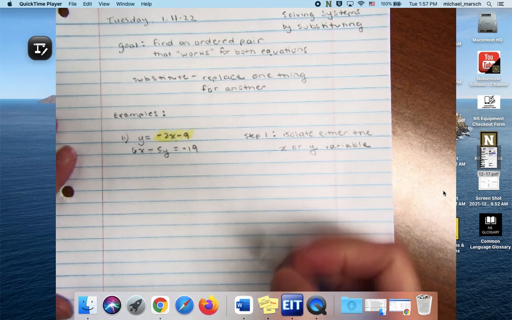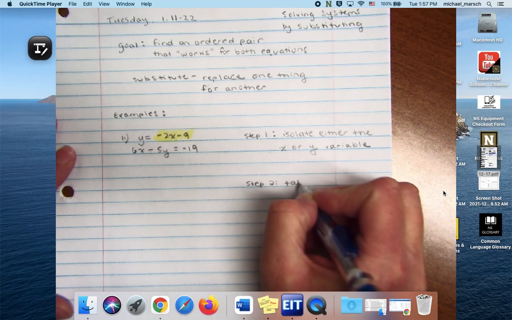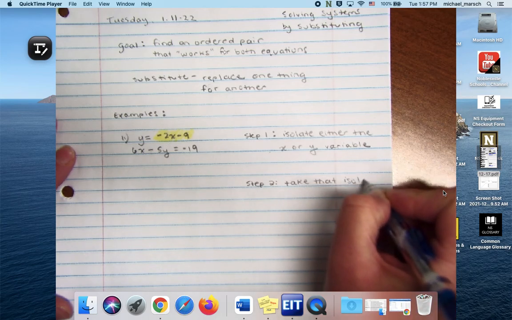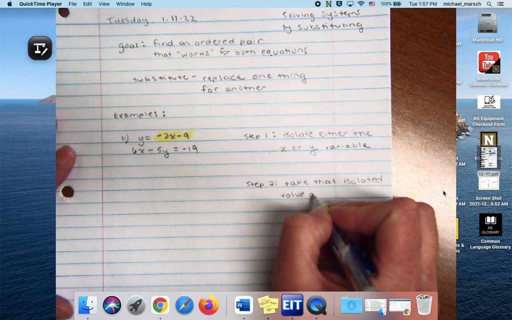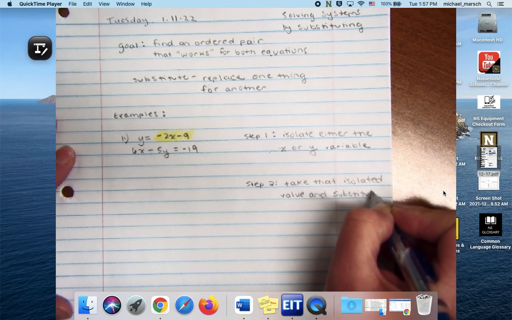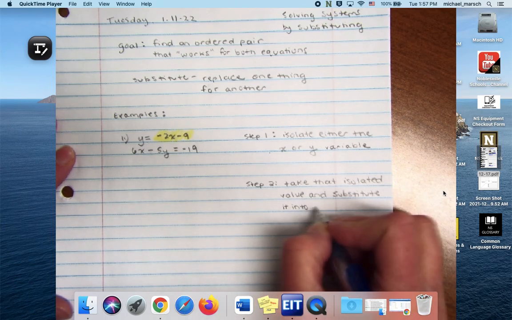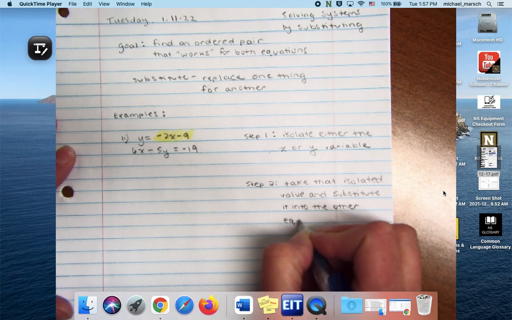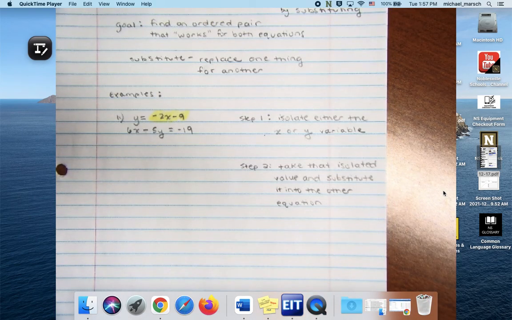Okay, step 2. Take that isolated value and substitute it into the other equation. As soon as you have this done, you're going to put your pencils down and look, listen, and learn.